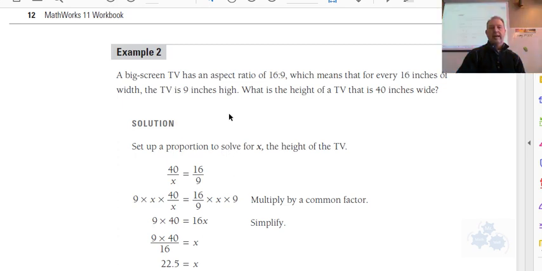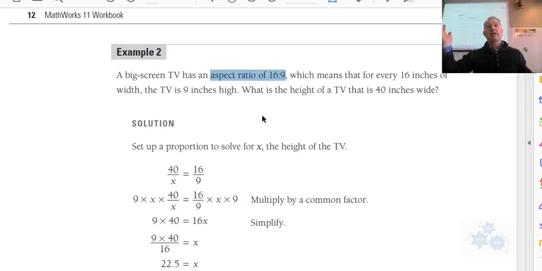Okay, so here's the second and last example for this little section. This one talks about a big screen TV. Have you guys ever heard of an aspect ratio before? An aspect ratio is sort of the shape of the TV screen. Most TVs nowadays have an aspect ratio of 16 to 9, which means the top part would be 16, whereas the side would be 9. So it would be a ratio of 16 units to 9 units.